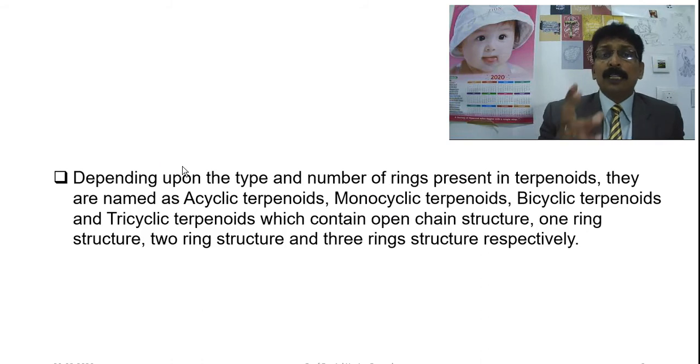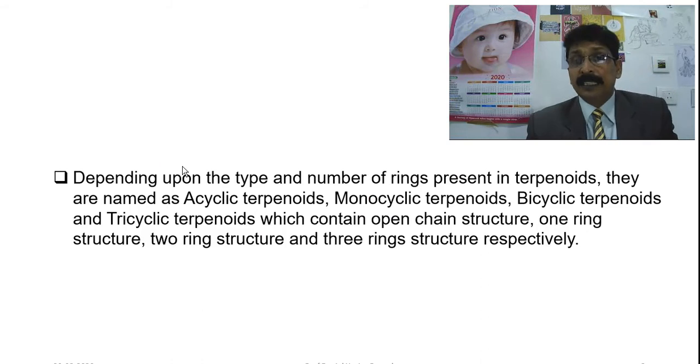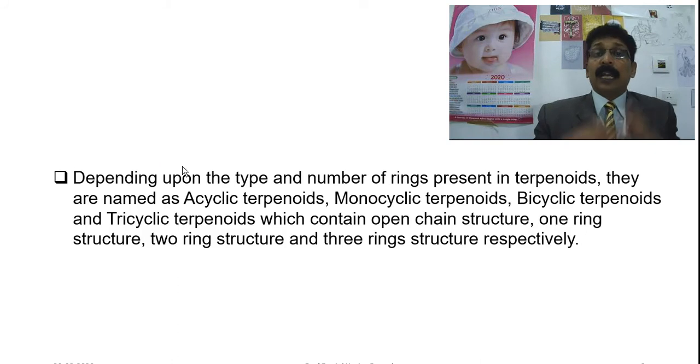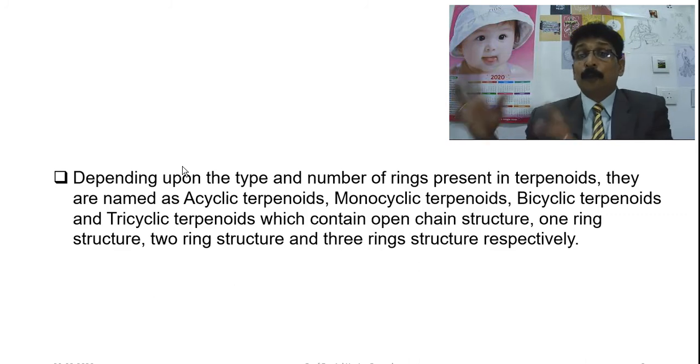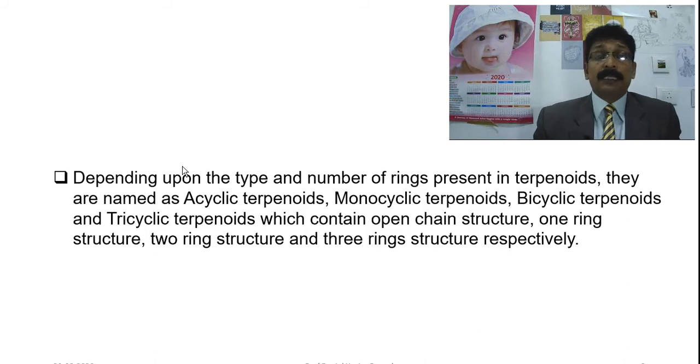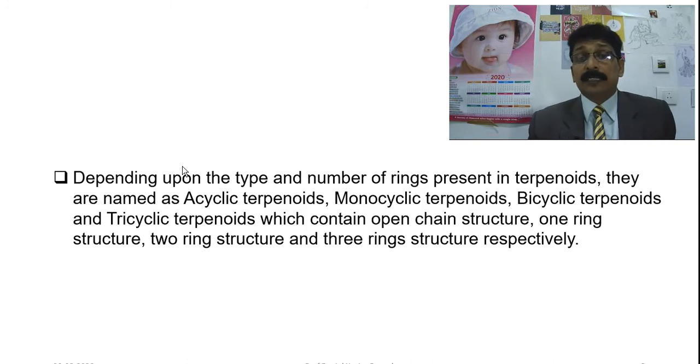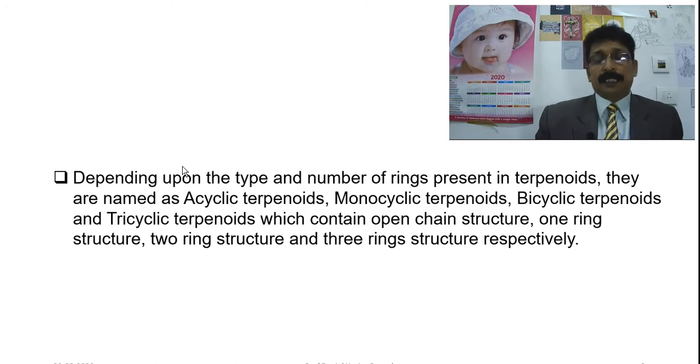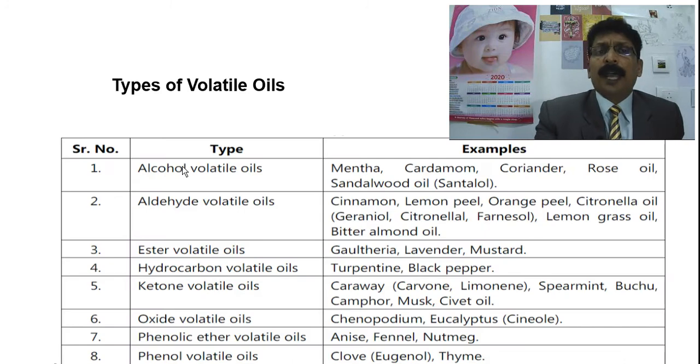And depending upon the type and number of rings present in the terpenoids, they are named acyclic terpenoids, if open chain; monocyclic terpenoids, if cyclic; if 2 rings, bicyclic terpenoids; and tricyclic terpenoids, which contain a chain structure, one ring structure, two ring structure, and three ring structure respectively. So this type of classification can also be made.